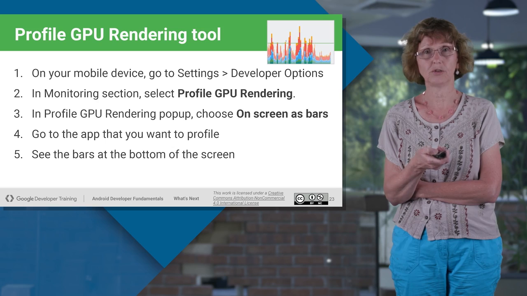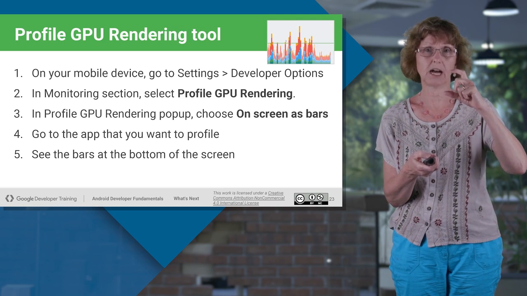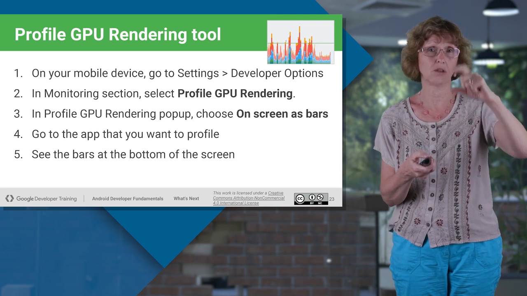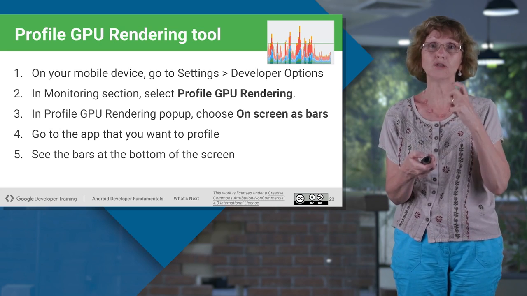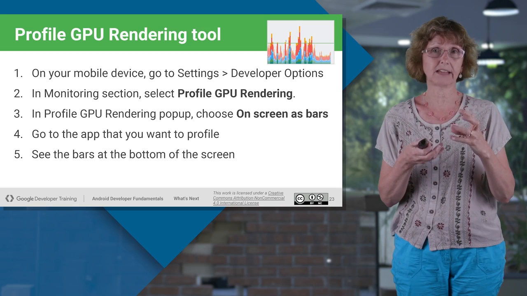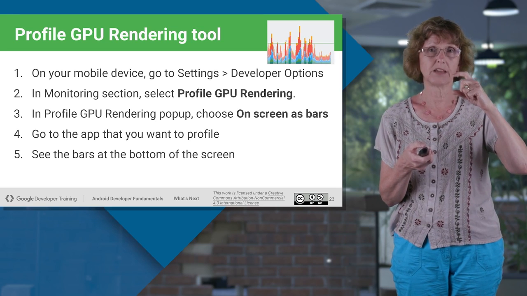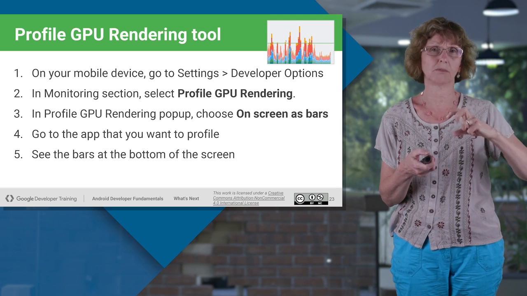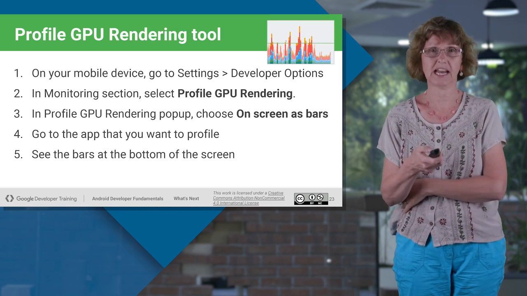And then you need to choose, there's a pop-up that comes up, and you need to choose on screen as bars so that you see the results of the tool on the screen. And then as soon as you do that, you'll still be in the settings app, and these little red, blue and green bars will actually start appearing on the bottom of your screen. Don't panic, your phone's fine. This is the tool in action.